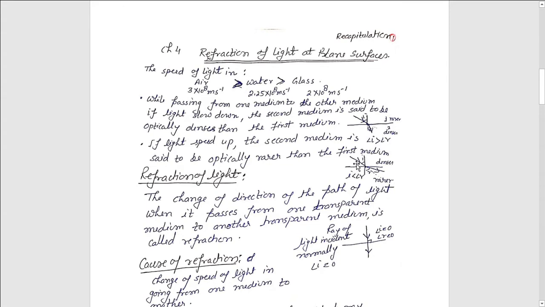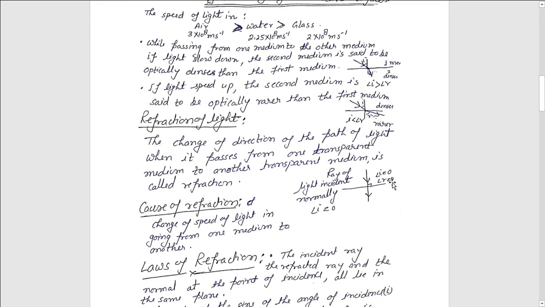But when the ray of light travels from one medium to other medium and moves away from the normal, it means it speeds up. And when it speeds up, it means the medium is rarer. I hope you understood here. So, if you are asked to compare angle I and R in rarer and in denser medium: in this situation, I is greater than R, but in this situation, I is less than R.